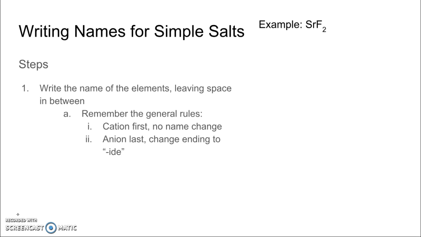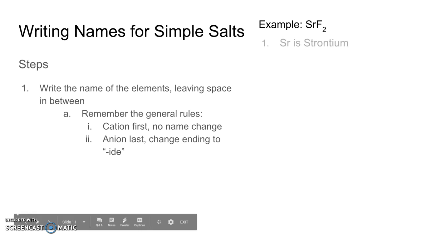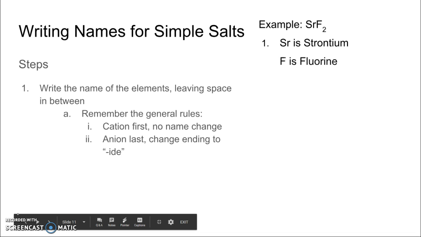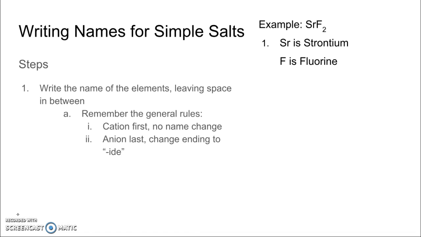So let's find the name for Sr. That metal is strontium. And if we find F on the periodic table, it's going to be fluorine. Keeping our general rules in mind, we drop the ending of the nonmetal and add "ide." Our answer is going to be strontium fluoride.